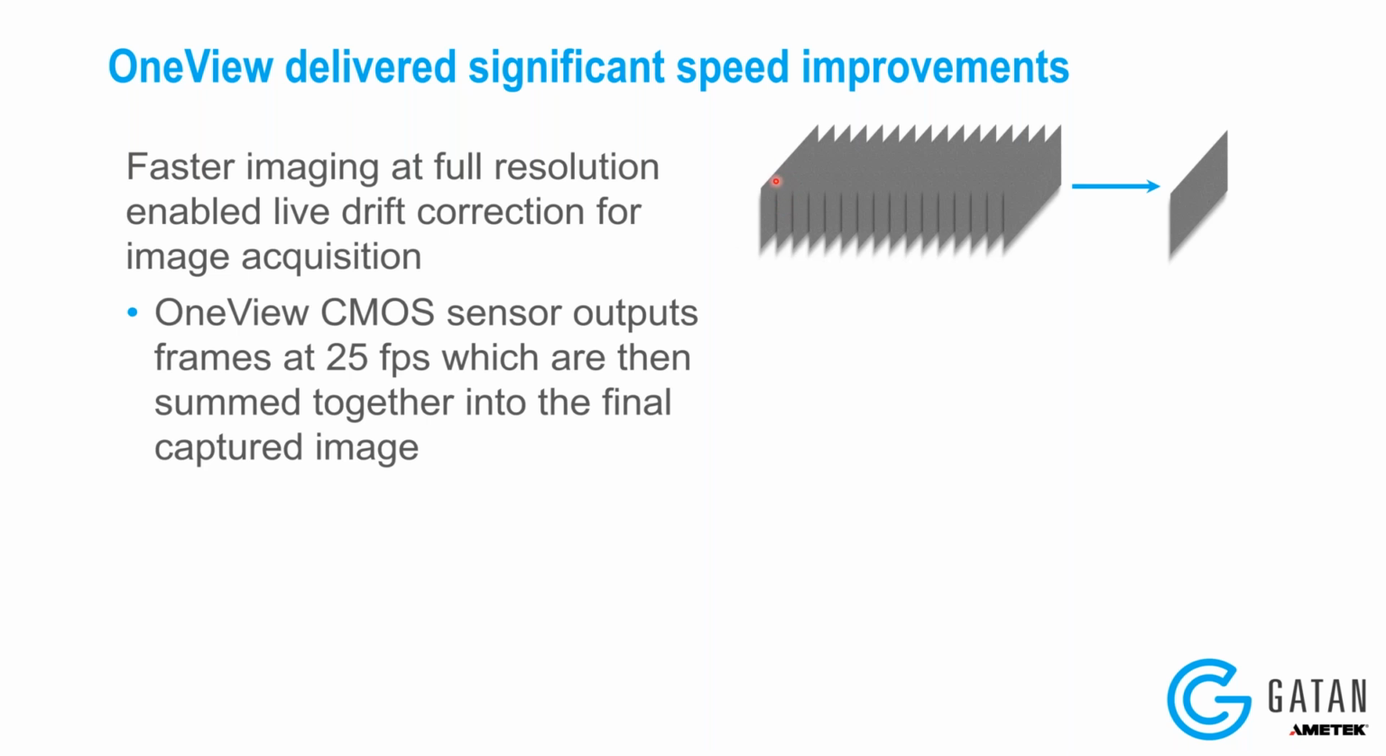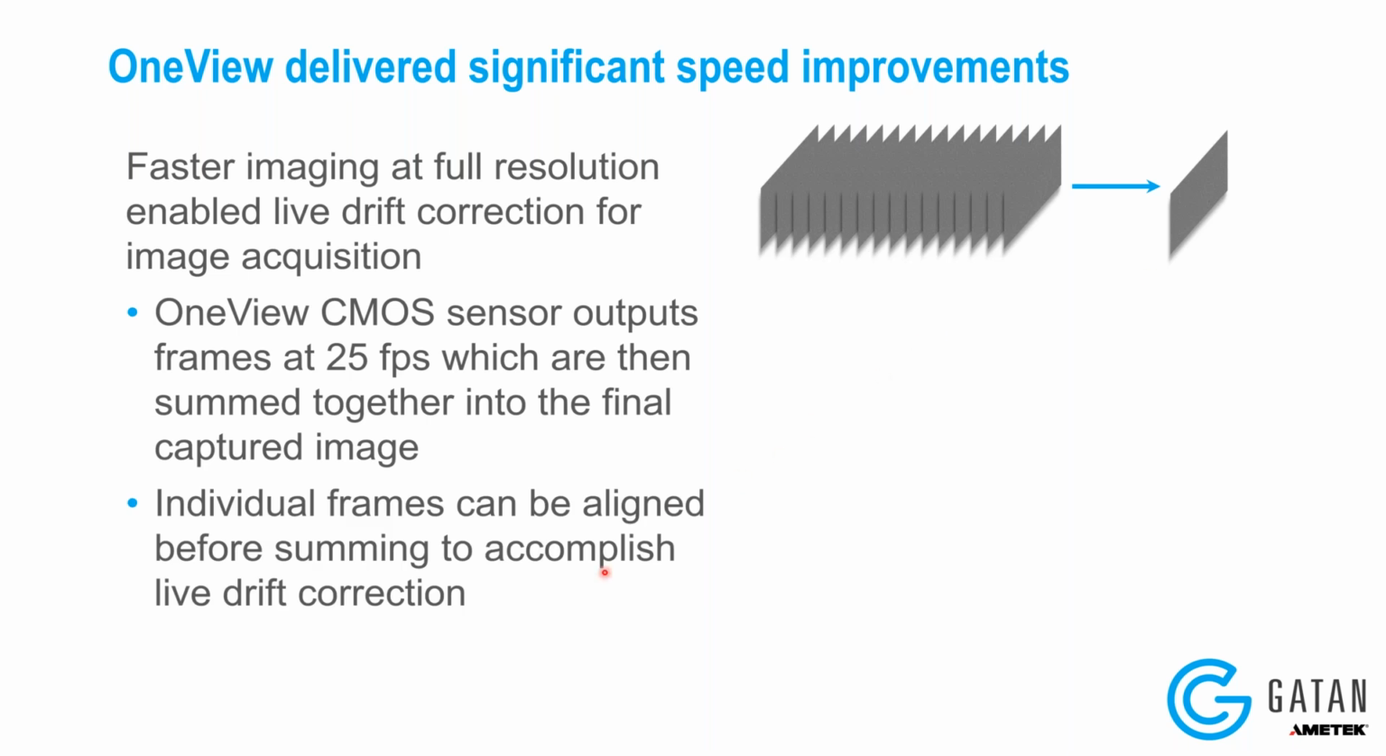But because you had the individual 25 frames coming off of the camera, you could align all of those frames before they get summed together into the final output image. And this meant that you could do drift correction on data in real time as you captured the images. And that's something that just wasn't possible with a CCD camera, because you would only get one frame coming off the camera at whatever frame rate that you defined.